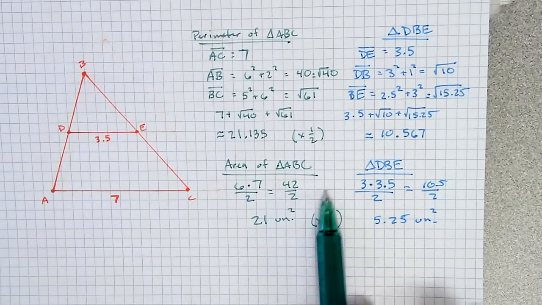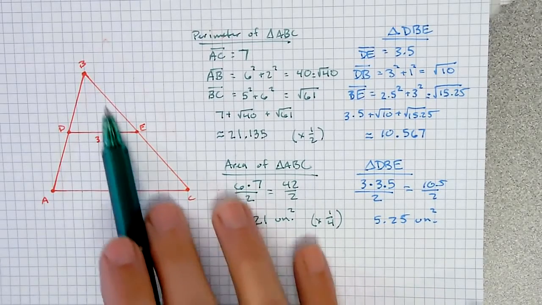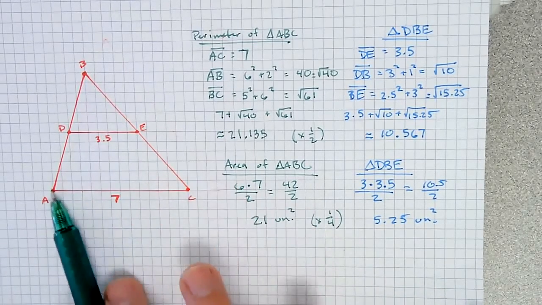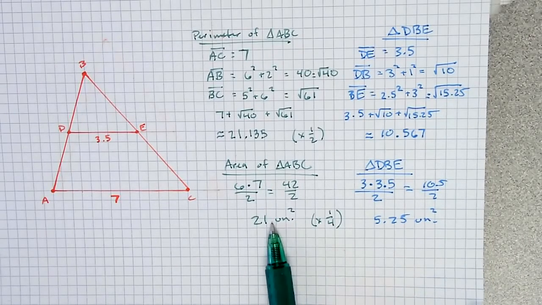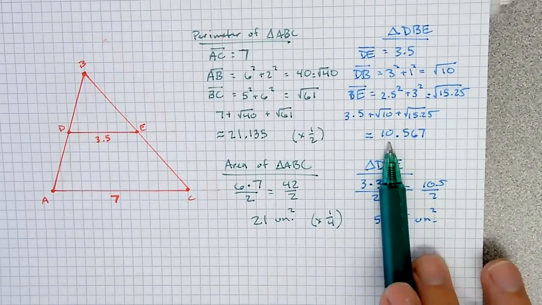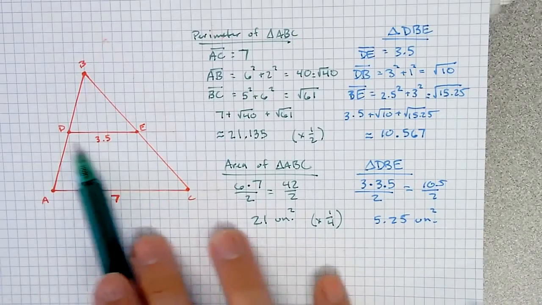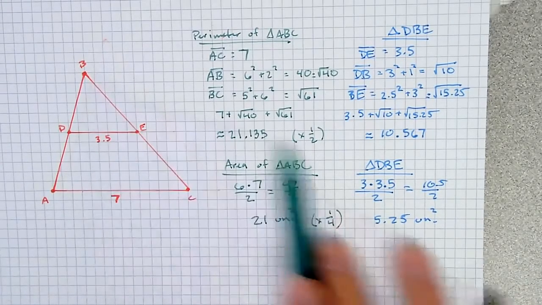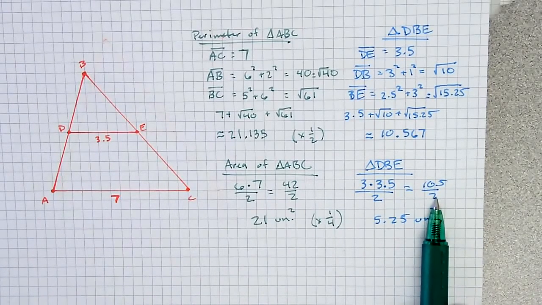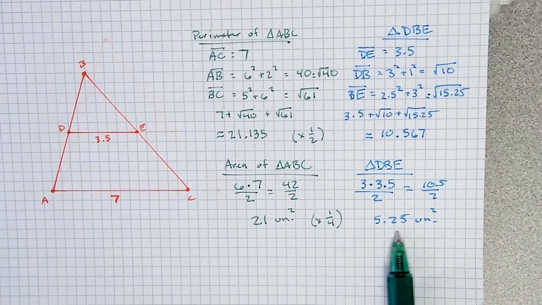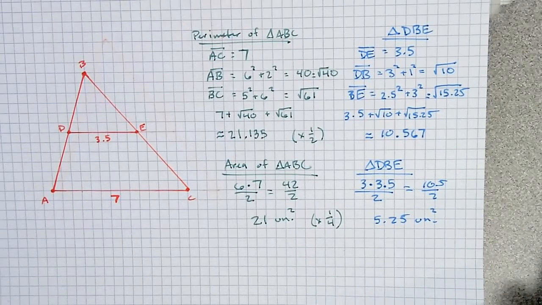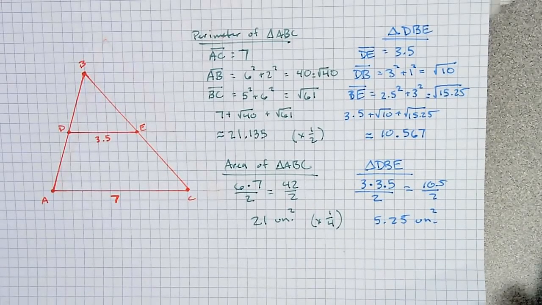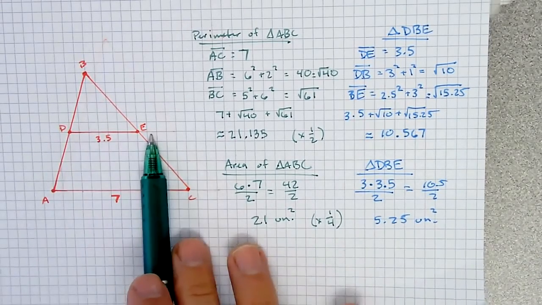Then for the areas, base times height divided by 2, so height of 6, base of 7, so 42 divided by 2 gives us 21. The smaller triangle has a base of 3.5 and a height of 3. So we get 10.5 divided by 2, which gives us an area of 5.25 units squared, which is going to be 1/4 of the larger one. And that's all if we use the mid-segment.